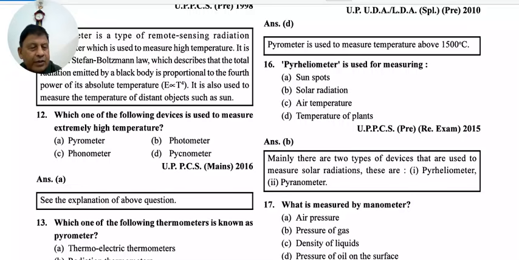Then come to this question. Which one of the following devices is used to measure the extremely high temperature? Again, it's the, याद रखिएगा, pyrometer. Okay.